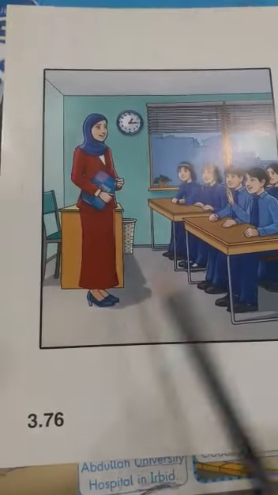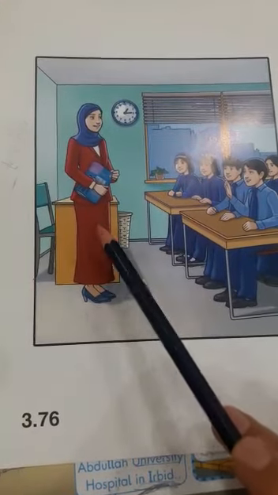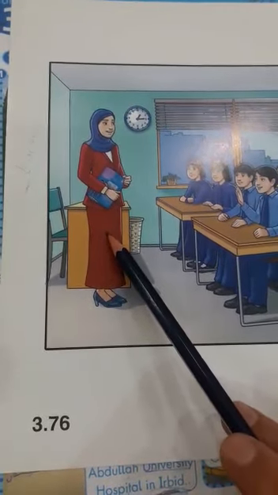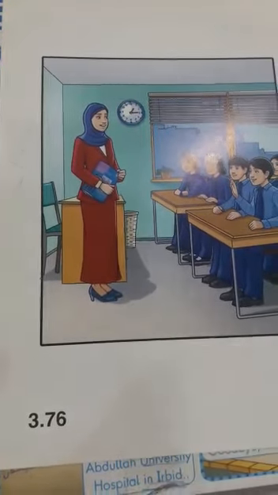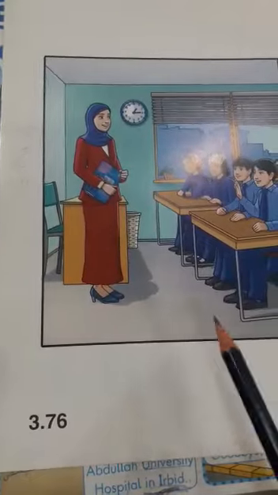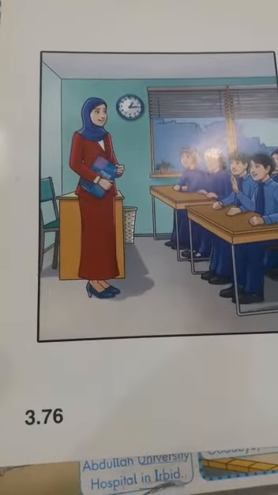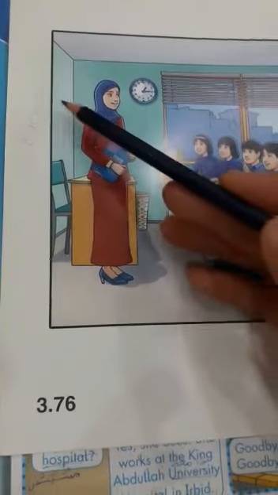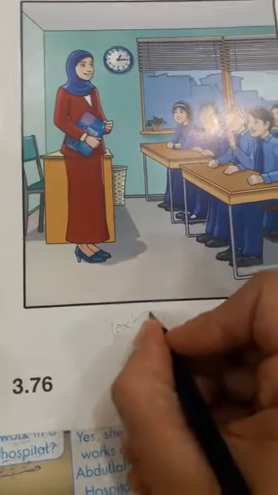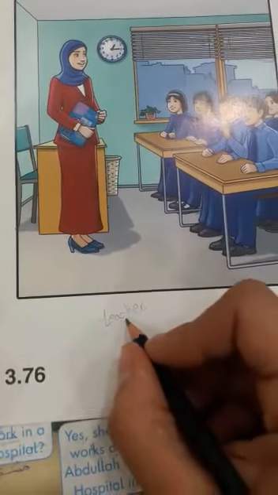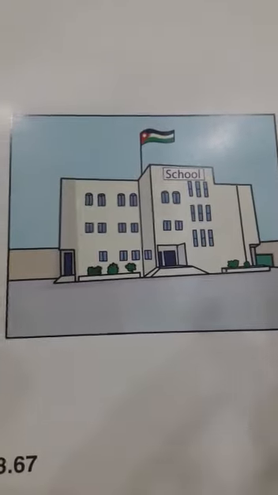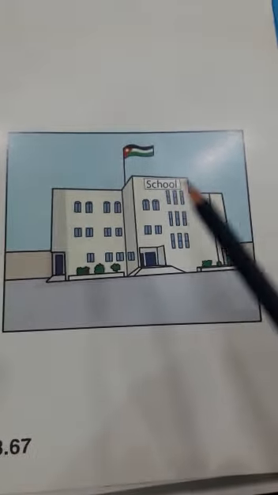Now look at this picture. What does she do? Is she a doctor? No, she isn't. Is she a pilot? No, she isn't. Is she a chef? No, she isn't. She is a teacher. Where does she work? Does she work in a hospital? No, she doesn't. She works in a school.